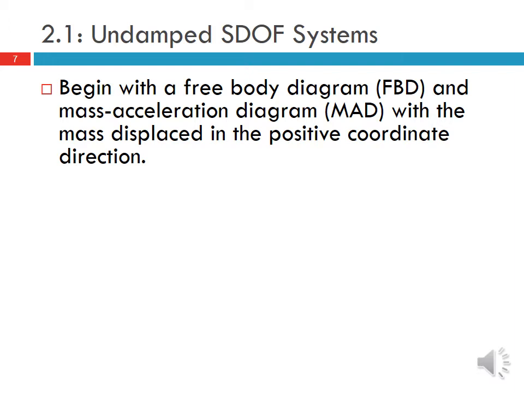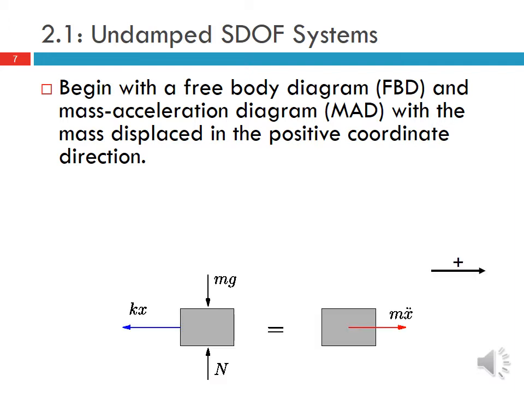So once we've chosen our coordinate, we can then start to write our equations of motion. So we begin with the free body diagram and mass acceleration diagram of our system, with the mass displaced in the positive coordinate direction. So we chose our coordinate, we're going to use x in this case. We choose the positive direction, so we assume that to the right is positive. And then we draw our free body diagram and our mass acceleration diagram, with the mass displaced in that positive coordinate direction.